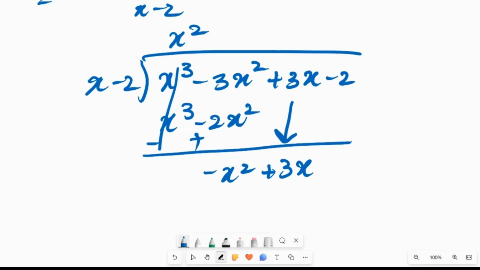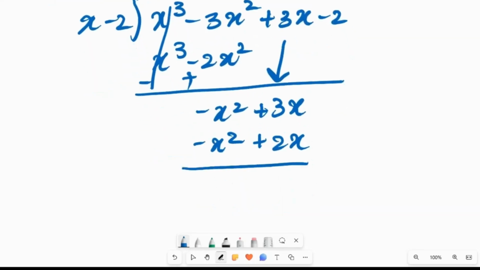Now we have first term of p of x is minus x square, and here first term of g of x is x. So we need to multiply it by minus x, right? So if I multiply it by minus x, it would become minus x square. So now multiply all the terms of g of x with the term we found. X into minus x is minus x square, and minus 2 into minus x is plus 2x. So now change the signs. If it is minus, it would become plus, and if it is plus, it would become minus. So this would be plus and this would be minus. Now add them. Minus x square plus x square 0, and 3x minus 2x is x.